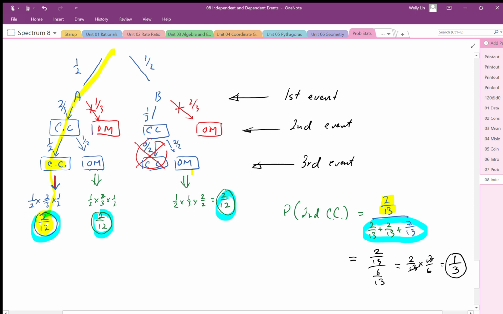So if I randomly selected a box, I got chocolate chip on the first try, the probability of getting another chocolate chip is only 1 out of 3.